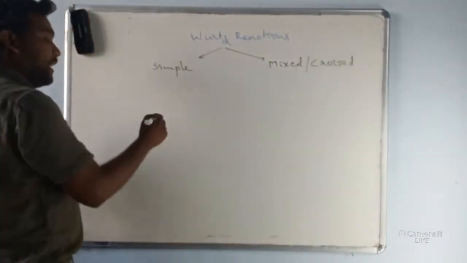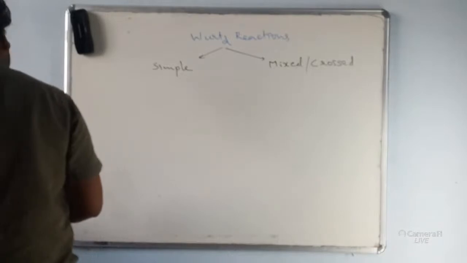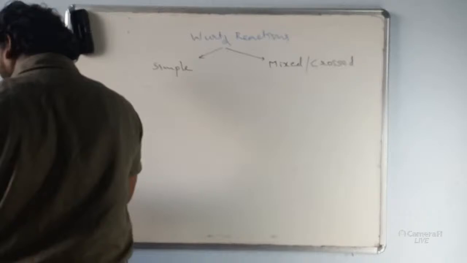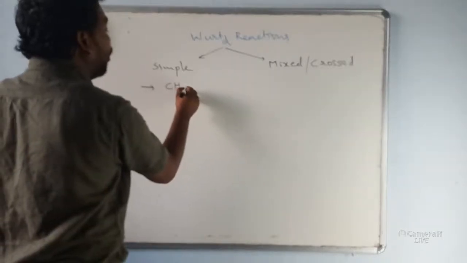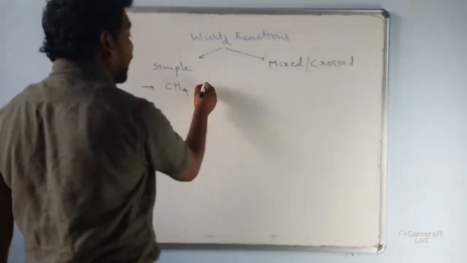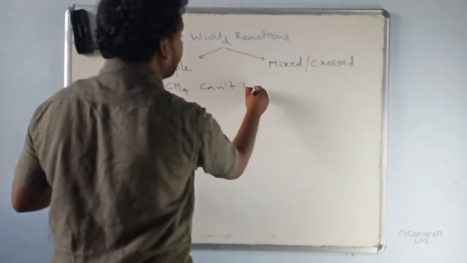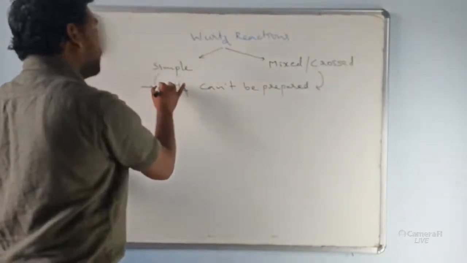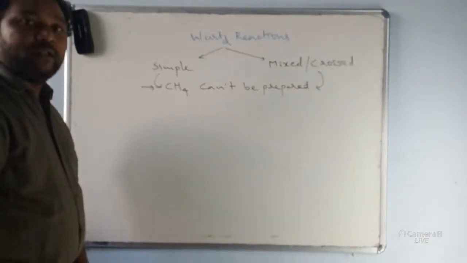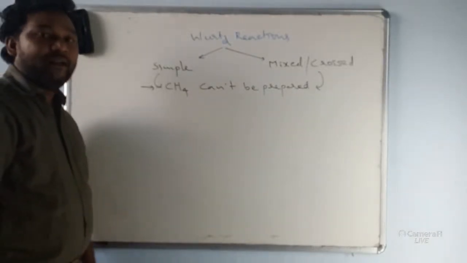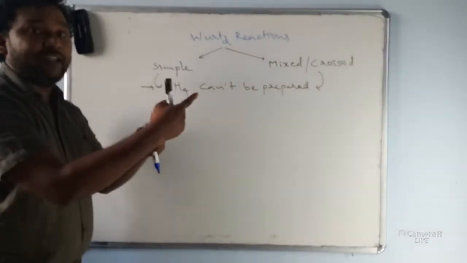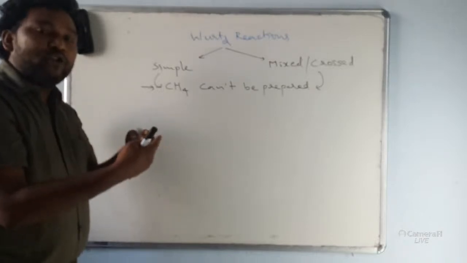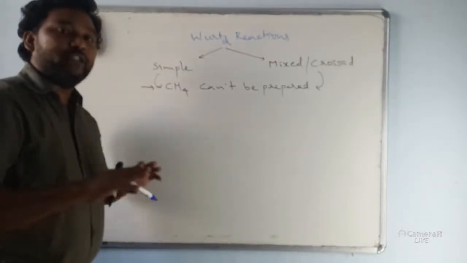Remember, in these two reactions it is impossible to prepare methane. This is the first important thing. Methane, CH4, cannot be prepared by the Wurtz reaction, in either the simple or the cross Wurtz reaction. Why? Because here we are getting a higher alkane. The alkyl halide with the minimum number of carbons is methyl halide, so the higher alkane will contain more than one carbon atom. So it is impossible to prepare methane.